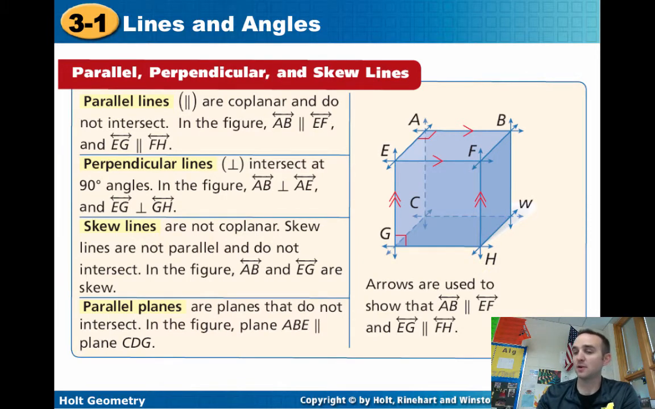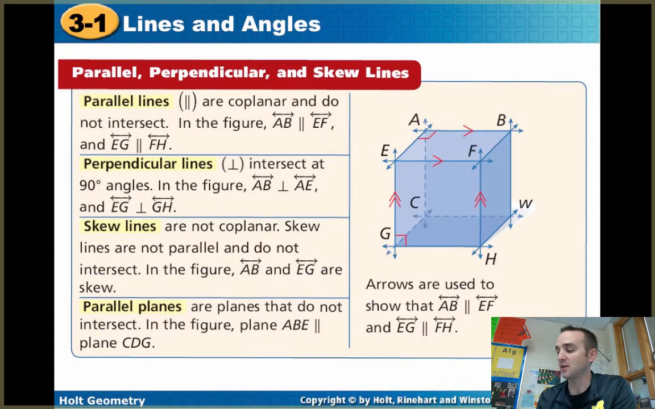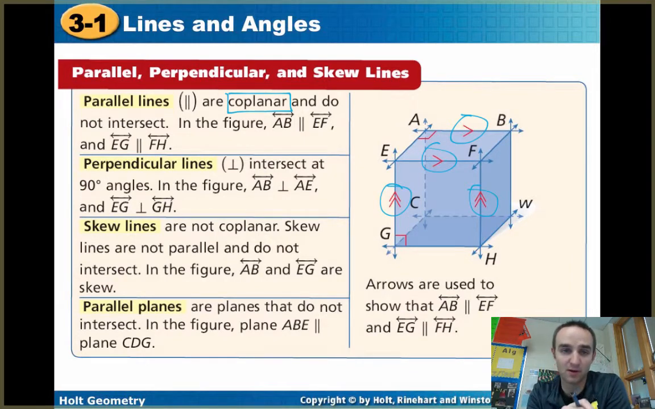We've got parallel lines. Parallel lines are coplanar, do not intersect. The important word here is coplanar. Coplanar, of course, means that they are on the same plane. So if they're on the same plane, do not intersect, then they are parallel. You can tell from the figure that AB and EF are parallel based on those markings. Those markings mean parallel. Same thing with EG and FH. You've got the double arrow here. Those mean that those are parallel as well. So that is our definition of parallel. Make sure that you also know that your symbol is that parallel symbol, those two lines straight up and down. So AB is parallel to EF, etc.